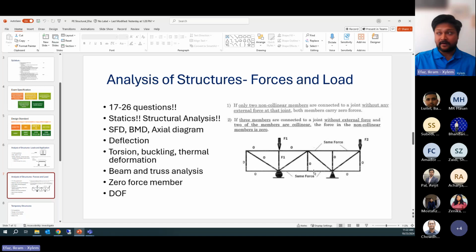Again, if there are three members without any external force and two of the members are collinear, then the other, non-collinear member is zero. For example, if you look at this node, these two members are collinear, right? So this non-collinear member will be a zero force member. Same for this node: these are two collinear members, and that means this member is zero force, and the forces of those two members are equal. So you have to know these tricks.